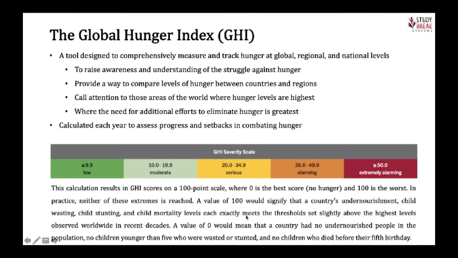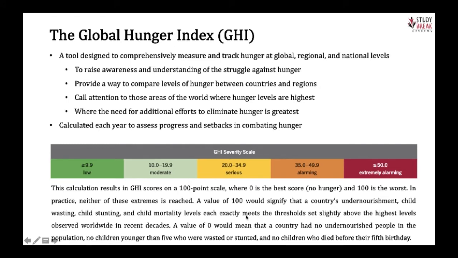Now, what is the Global Hunger Index? Like we already discussed, it's a tool designed to measure and track hunger at global, regional, and national levels. What is the purpose of Concern and Welthungerhilfe? To raise awareness and understanding of the struggle against hunger, provide a way to compare levels of hunger between countries and regions, and call attention to those areas which have the highest level of hunger. For example, certain areas of Africa have very high levels of hunger, something that's called extremely alarming.